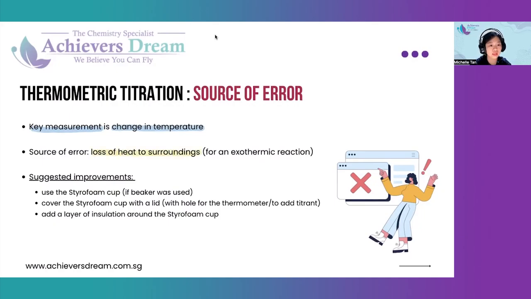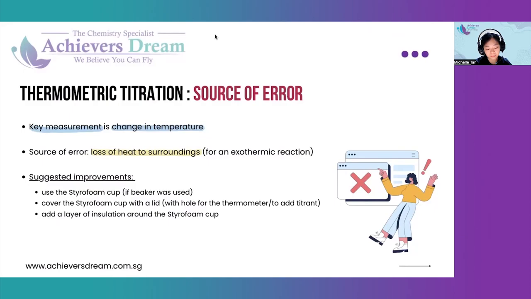So whenever a question asks you, in a thermometric titration, what is the possible key source of error? You could say loss of heat to surroundings in an exothermic reaction. Or in the scenario where you have an endothermic reaction, you could say it's the gain of heat from the surroundings, basically transfer of heat. How can we improve the experiment then, to minimize that source of error? It depends on the apparatus that you were given, the apparatus that you are instructed to use.